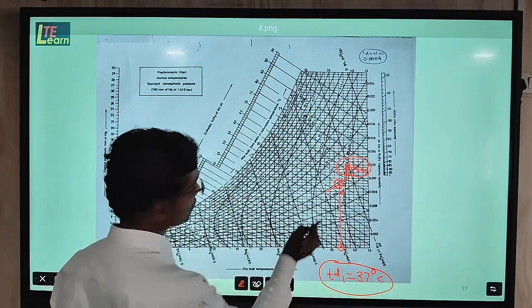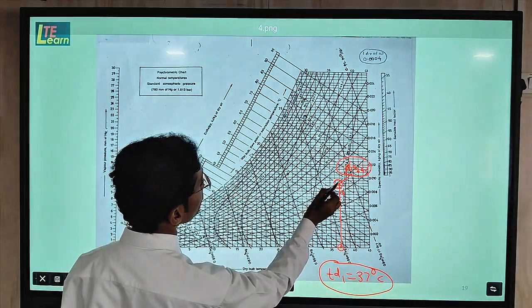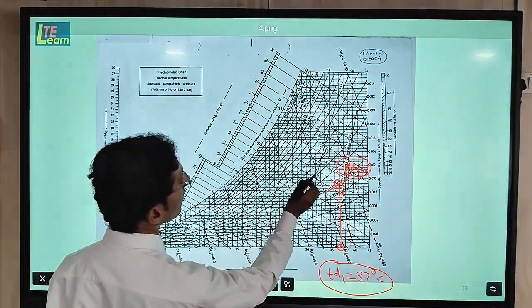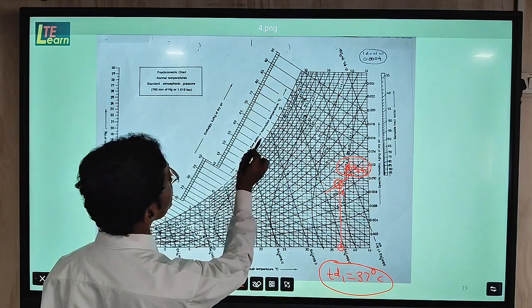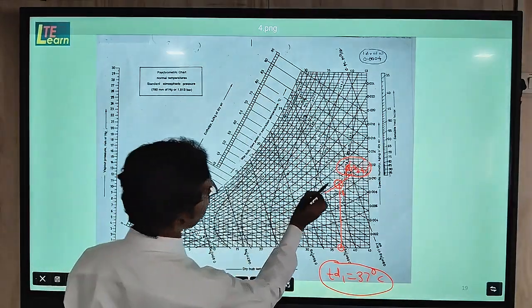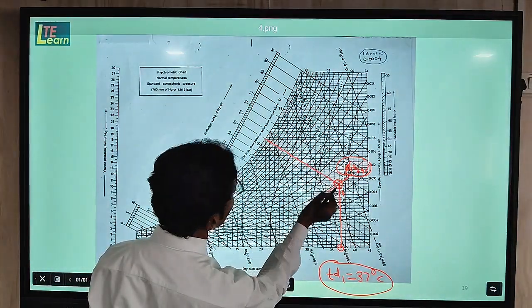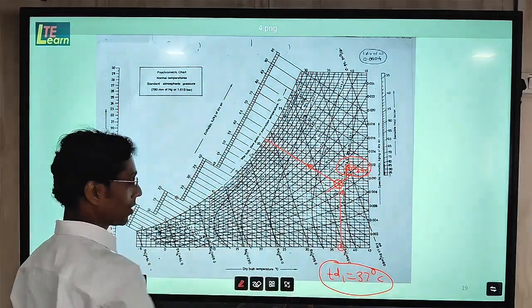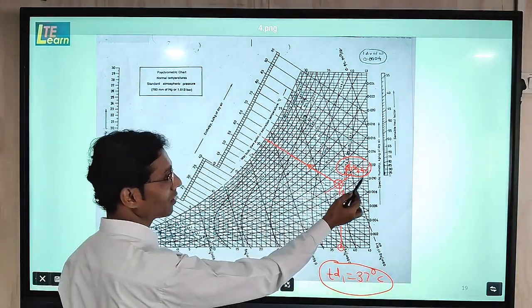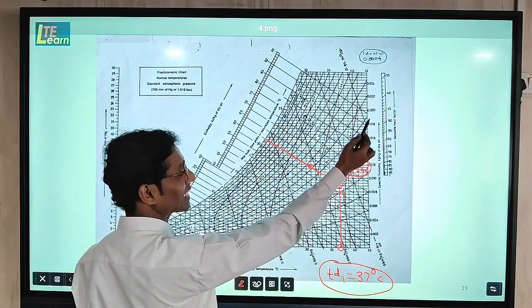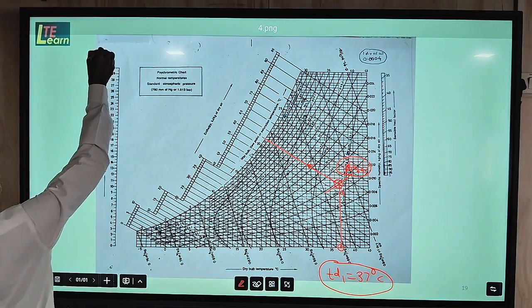Then what is the further process? As the process is adiabatic cooling, it will follow the path along this line. We call this a WBT line inside the saturation curve, and outside the saturation curve that line becomes the enthalpy line. So this will follow the path in the upward direction in this fashion. This is a process where the dry bulb temperature is decreasing and the specific humidity is increasing. That is why this process is adiabatic cooling.